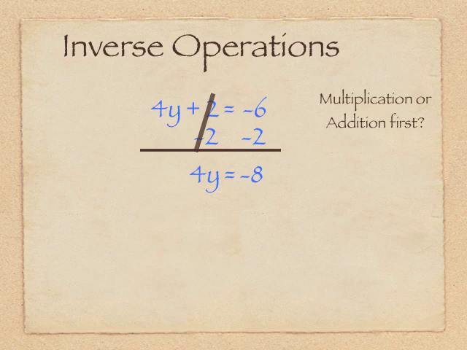Now I have 4 times y, 4 multiplied by y. The inverse of that will be dividing by 4. Do that to both sides. And on the left-hand side, 4 over 4 will cancel out, leaving me with just y, and that's equal to negative 8 divided by 4. 8 divided by 4 is 2, but one negative, one positive. My answer is y is equal to negative 2.